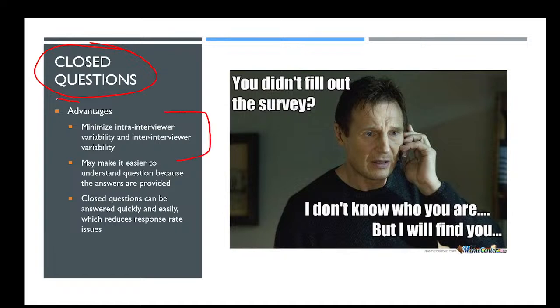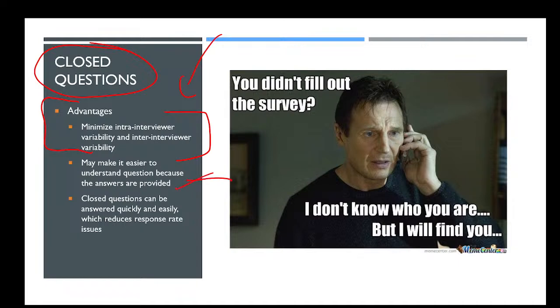With our closed questions, there's very little intra-interviewer or inter-interviewer variability because it's a fixed question. Say you're doing phone surveys, which is relatively rare now, or in-person surveys. There's not really a chance for Sasha and Reg to have different ways of expressing the question. It's the same question, so there's not going to be much variability, and you can get a lot of consistency.